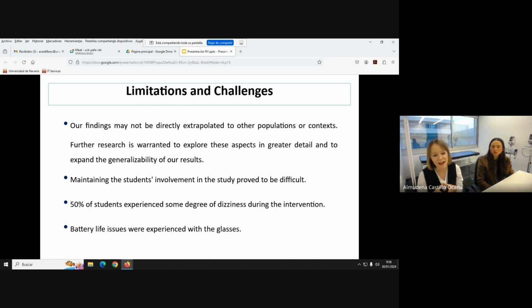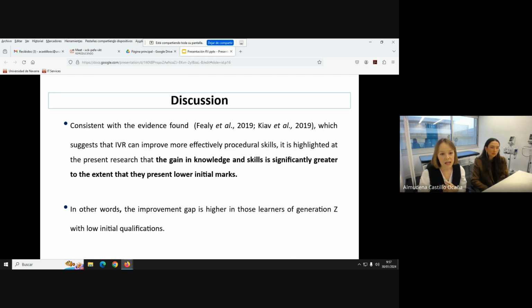Another problem that we had was the battery life. The classes sometimes were running out of battery, because obviously when you have different groups coming through the day, the device just runs out of battery.